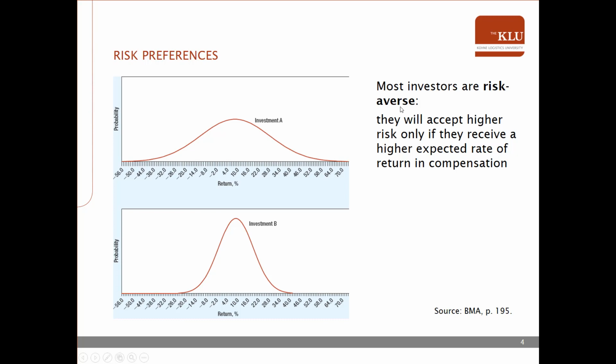As we said, most investors are risk averse, so they dislike risk and will accept higher risk only if they receive a higher return as a compensation for this additional risk. But as the mean of these two distributions is the same, in this situation investment A does not offer any compensation for the additional risk. That is why most investors in this situation will prefer investment B, which has the same expected return but a lower standard deviation.